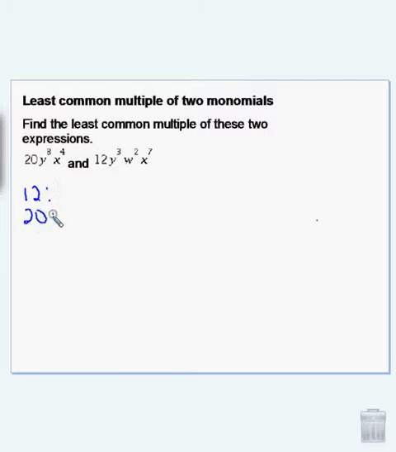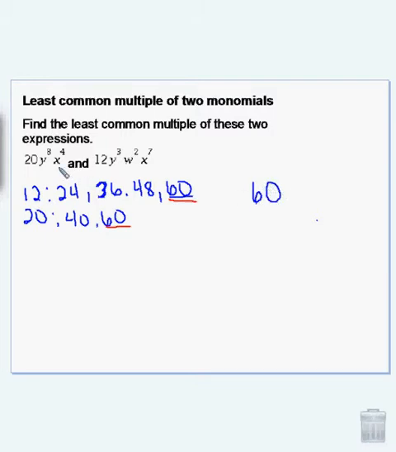The first method I can use is I can start listing multiples of each of these until I find the smallest number that matches. 12 times 2 is 24, 36, 48, 60. Well, I know that 20 goes into 60 because I get 20, 40, 60. So 60 is my least common multiple.